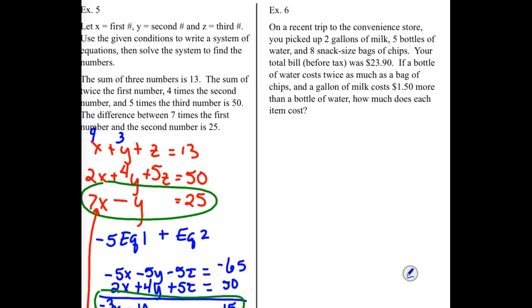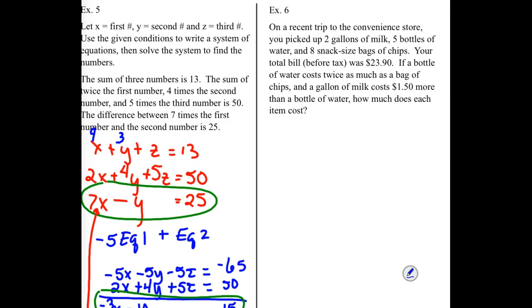says, on a recent trip to the convenience store, you pick up 2 gallons of milk, 5 bottles of water, and 8 snack-sized bags of chips. Your total bill before tax was $23.90. If a bottle of water costs twice as much as a bag of chips, and a gallon of milk costs $1.50 more than a bottle of water, how much does each item cost?